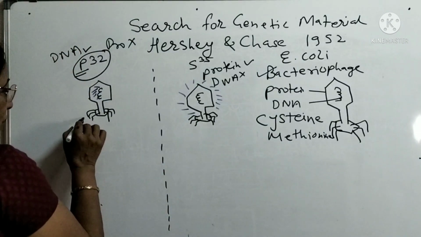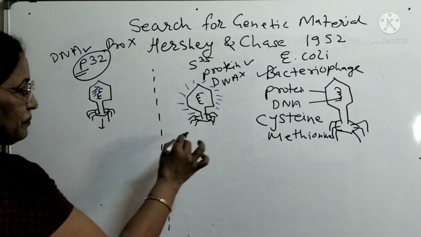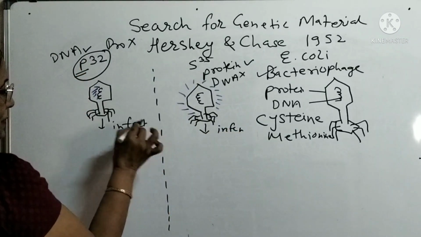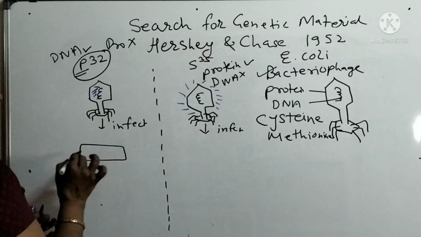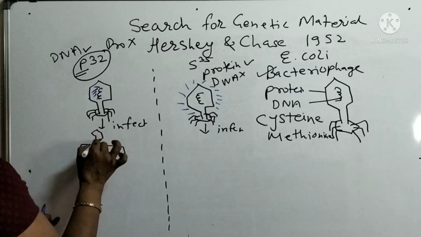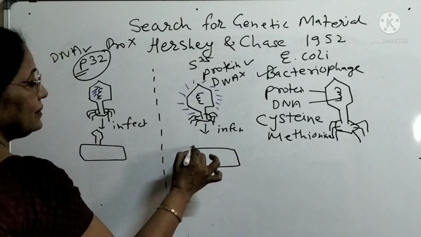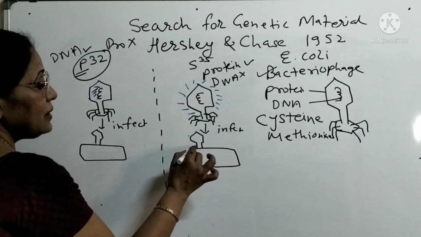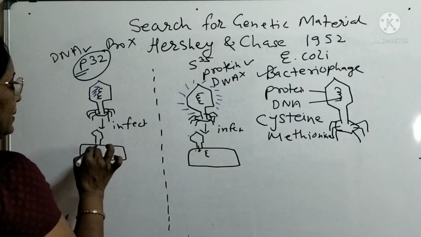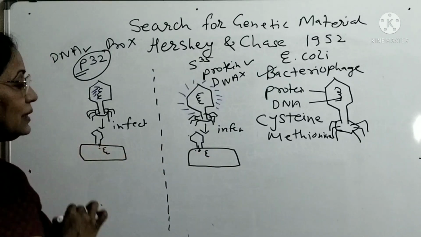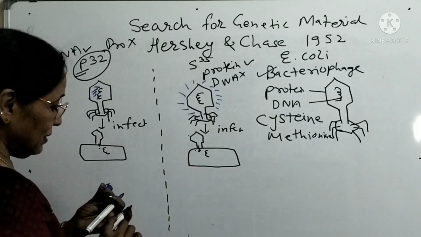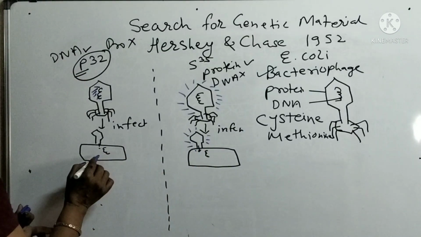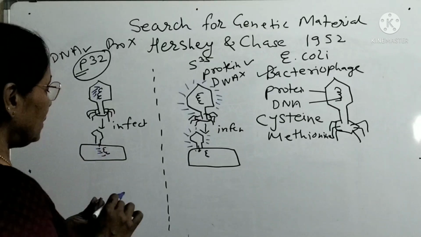Now these are made to infect the bacteria. Here they infect, here also they infect. When it infects, it introduces its DNA into the bacteria. Here the DNA will be non-radioactive and the protein will be radioactive, and here the DNA will be radioactive, but the protein will not.